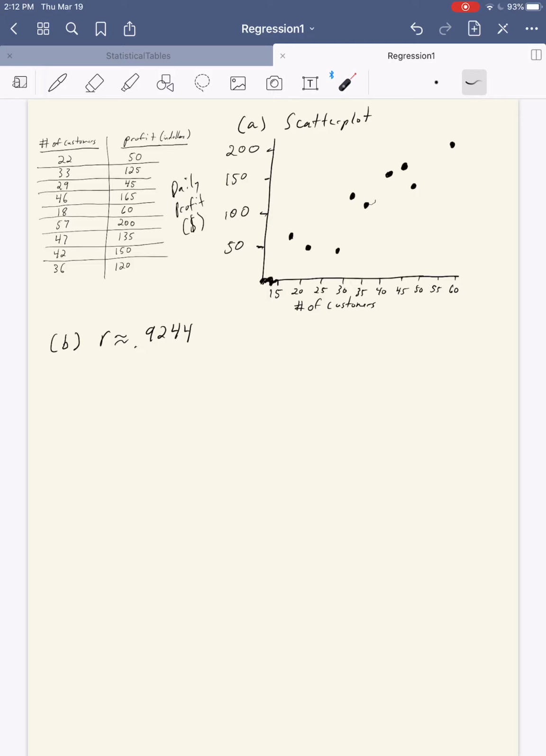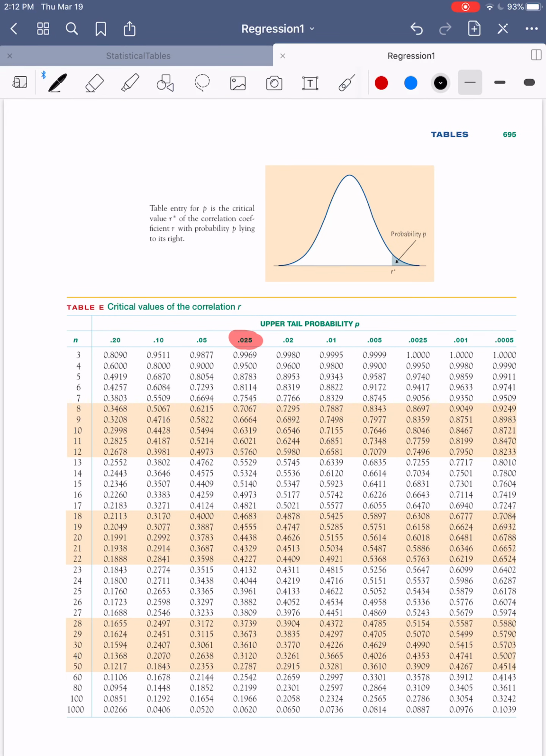Is it a strong enough value to count as a true relationship? Well, it does seem pretty close to 1, but we can confirm that by using our table E. So let's look up on table E. We can go back and quickly count 1, 2, 3, 4, 5, 6, 7, 8, 9 data points. So we know we have n equals 9. That's going to tell us, we'll just quickly pull up table E. There we go. We've got n equals 9 there.